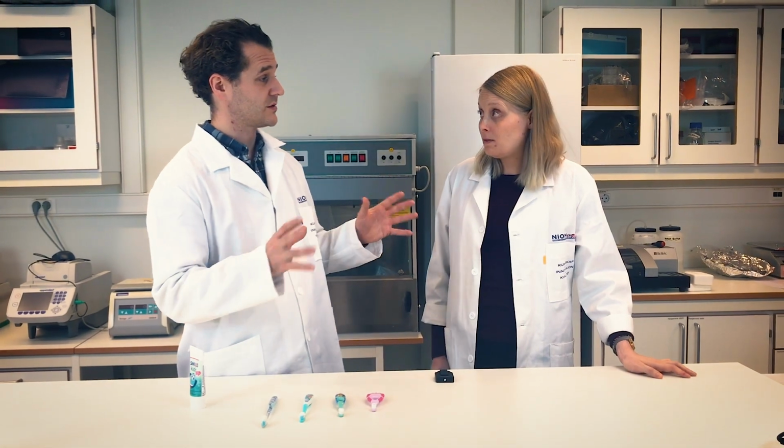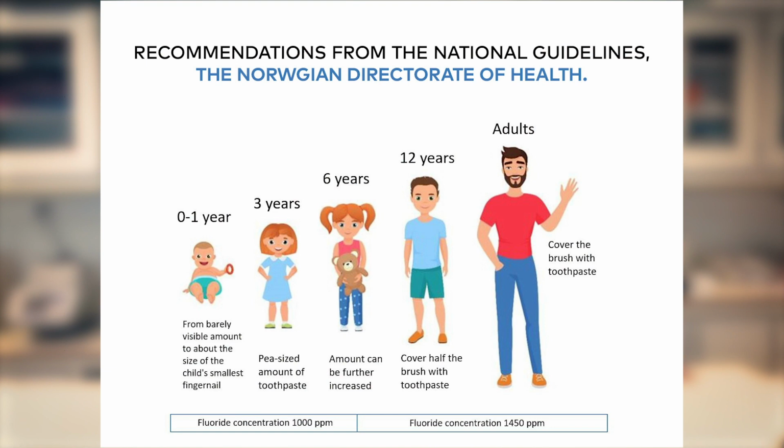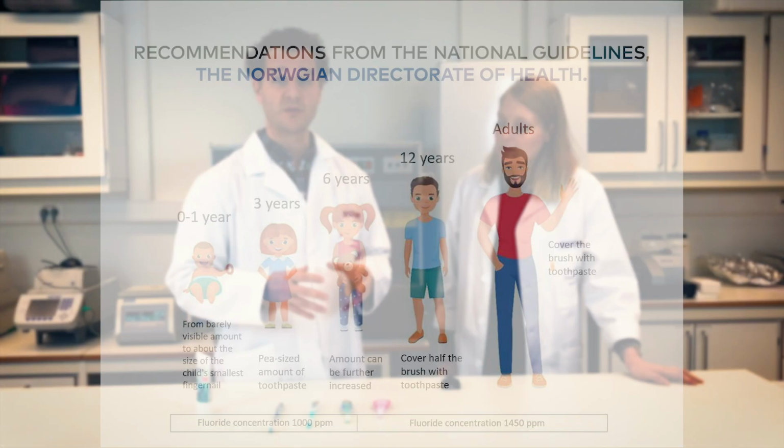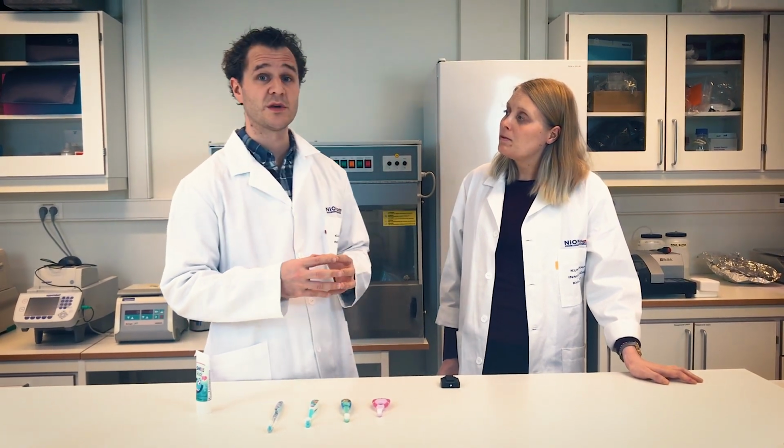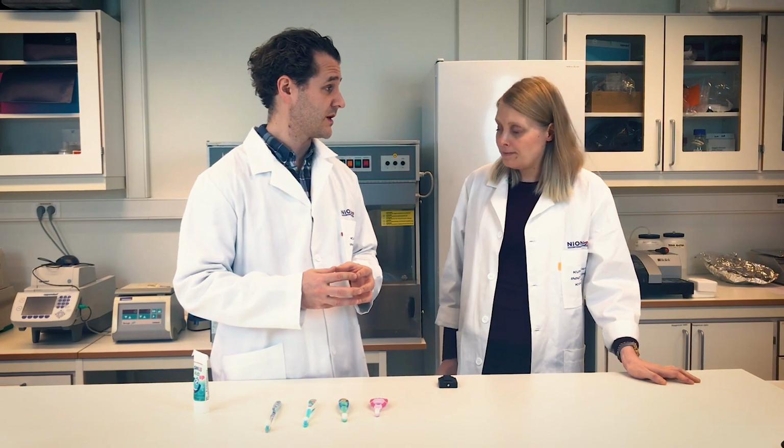Regarding the fluoride content, we recommend that children from 0 to 5 years of age use toothpaste containing 1,000 parts per million of fluoride. However, when your child is 5 to 6 years of age, they can increase the amount of toothpaste used on their brush. And in addition, we recommend that you use a toothpaste with 1450 parts per million of fluoride. Håkon, what is the rationale behind these recommendations?